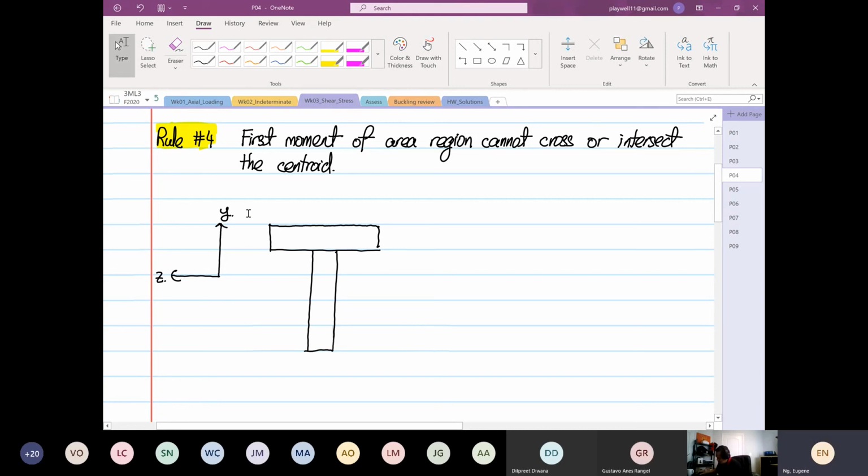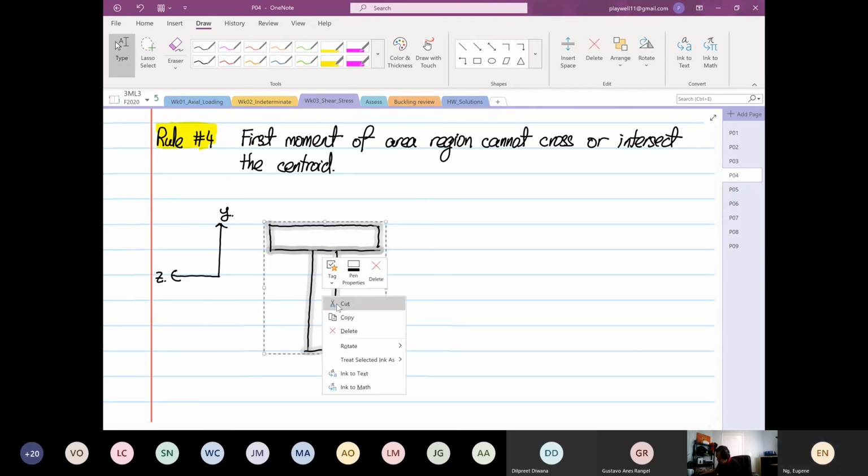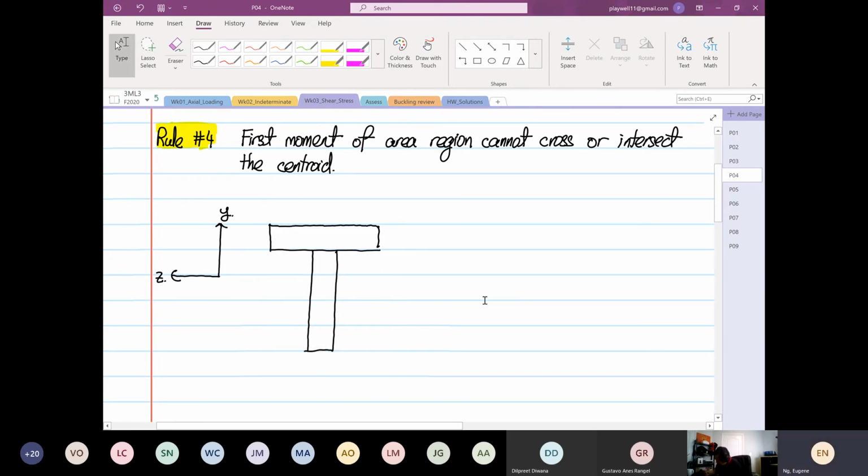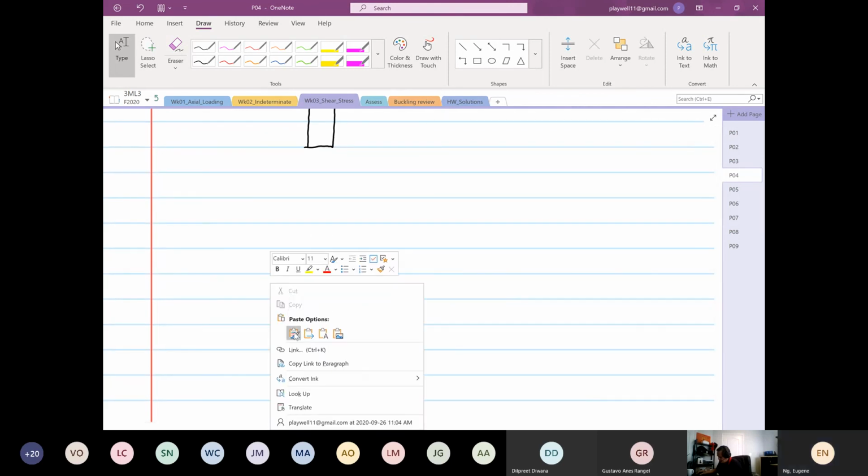I'm going to copy. I'm going to draw the centroid first. So the centroid is somewhere around here. So this is our ZZ. ZZ is our centroid. So I'm going to have this, and we're going to have a few cases.